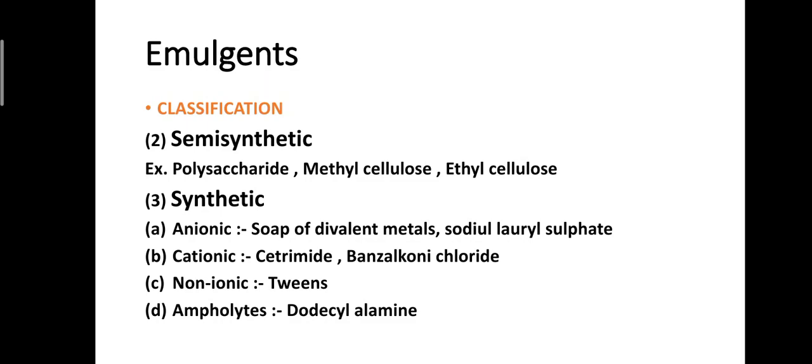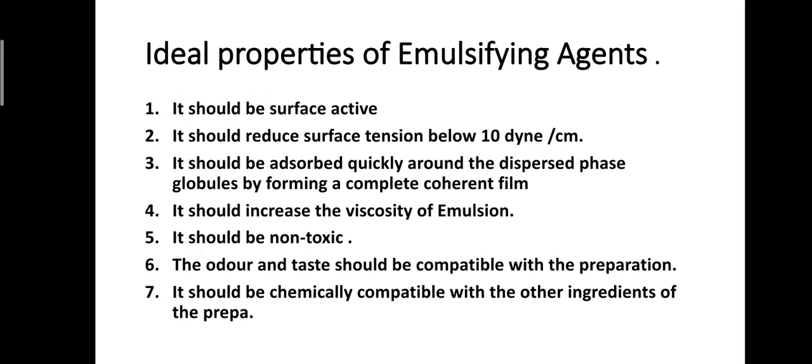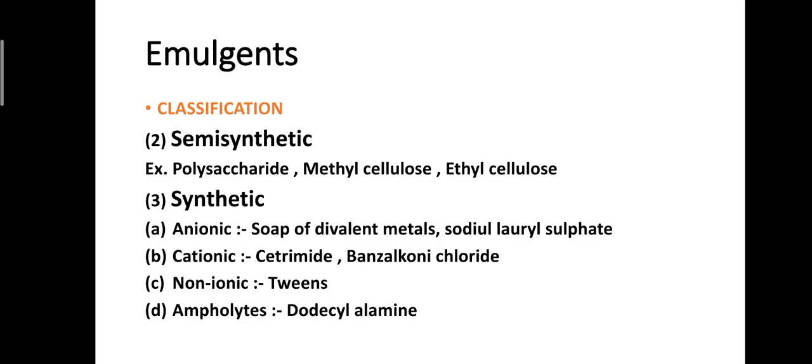And third, synthetic emulsifying agents. There are again four types: anionic, cationic, non-ionic, and ampholytes. Let's see examples in detail. Anionic: soaps of divalent metals, sodium lauryl sulfate. Cationic: cetrimide, benzalkonium chloride. Third, non-ionic: Tweens. Fourth, ampholytes: dodecyl alanine. These are examples of synthetic emulsifying agents.